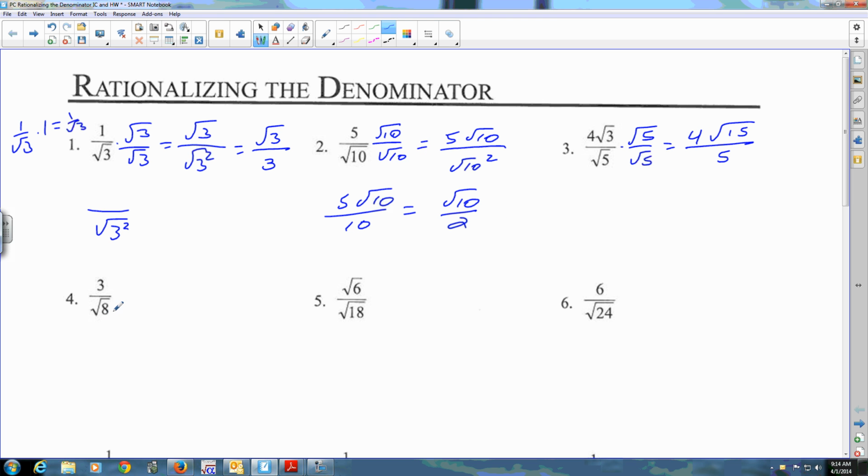Now here, don't multiply by the square root of 8. It's too much. This is overkill. You're multiplying by too much. Why do I say that? Prime factor this first. It's actually 2 cubed.